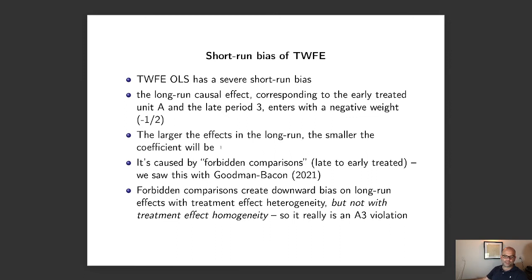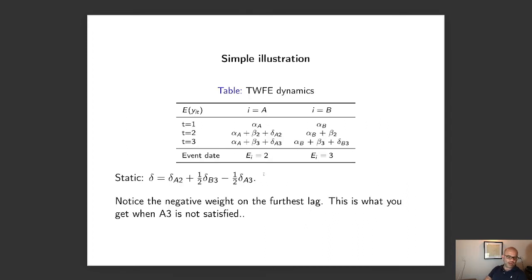So forbidden comparisons create this downward bias on long-run effects with treatment effect heterogeneity, but not with treatment effect homogeneity. So it really is a homogeneity violation. Because if you had homogeneity, like I said, that would cancel out. You'd be left with just that, which you would think, well, but we're losing A3 and we're losing B3. But remember, they're all the same. Under treatment effect homogeneity, that is equal to that is equal to that. So it doesn't really matter. So you identify one of them, you've identified all of them.